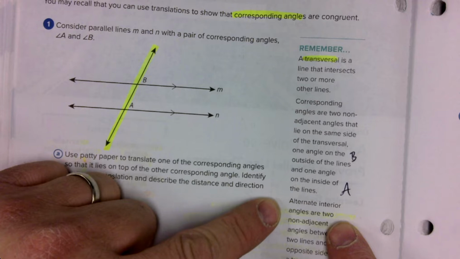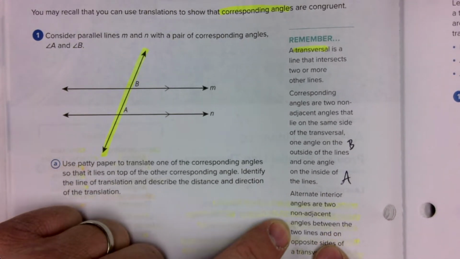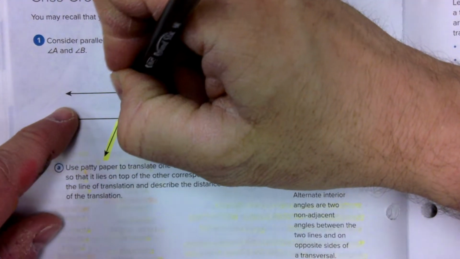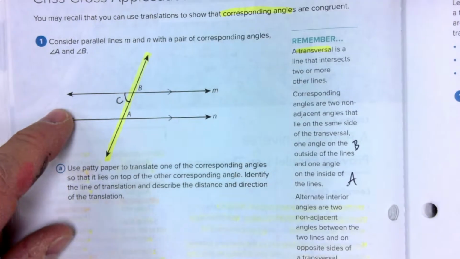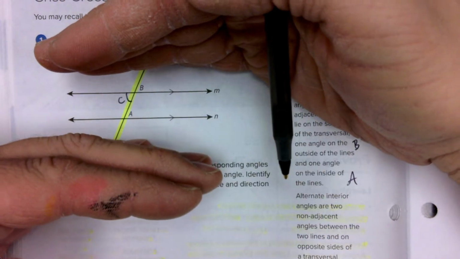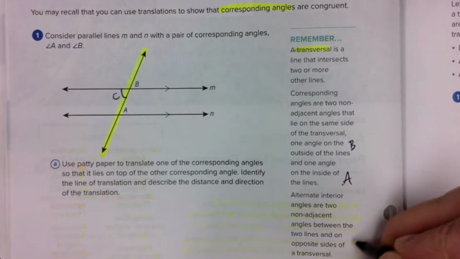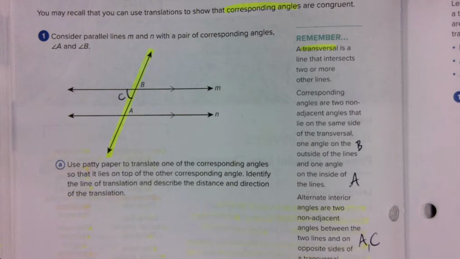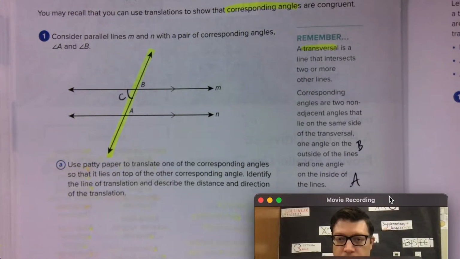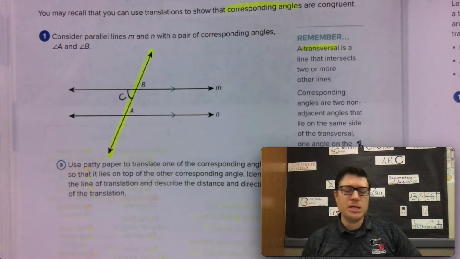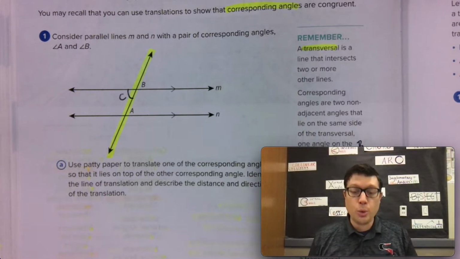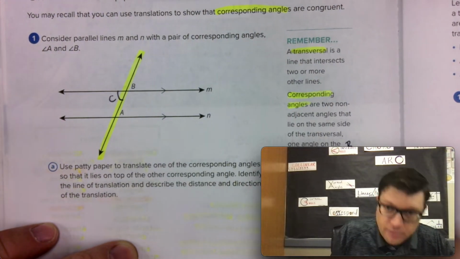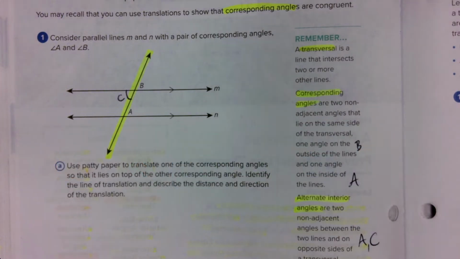Furthermore, alternate interior angles are two non-adjacent angles between the two lines and on opposite sides. So it would be like angle A, and then if I bring in an angle C right there, they're between the two lines. They're on either side of the transversal, like angle A and angle C. So examples for you to use for the information from this lesson. We need to know what corresponding is. We need to know what alternate interior angles are. We need to know what a transversal is. So vocabulary, vocabulary, vocabulary. Check it. Highlighted.